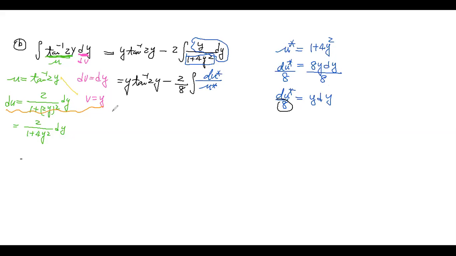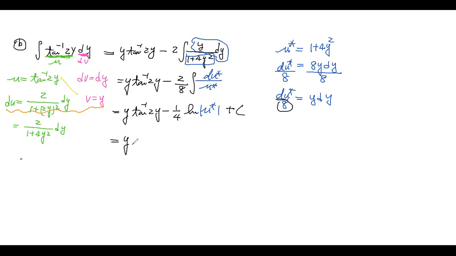Then the things become very beautiful here, right? So this is y tangent inverse 2y. So what is here? This is minus 1/4. The 1 over u star, what is this one? It's natural log of what? It's natural log of u star. And I put the absolute value, but it doesn't matter, it's always positive anyways, right? Okay, now don't forget the plus c.